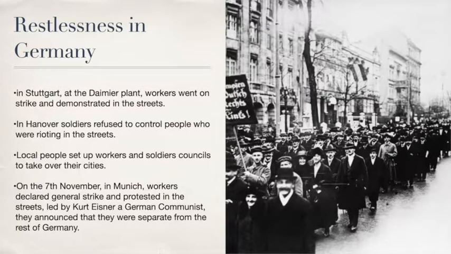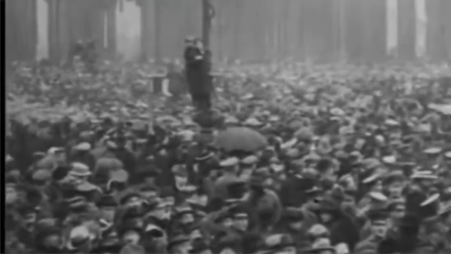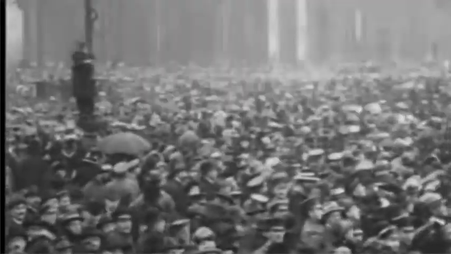On the 7th of November in Munich, workers declared a general strike and protested in the streets. They were led by Kurt Eisner, a German communist, and they announced that they were separate from the rest of Germany. Clearly, Germany was in turmoil, and the government had lost complete control. It's safe to say that by November 1918, the German Revolution had begun.